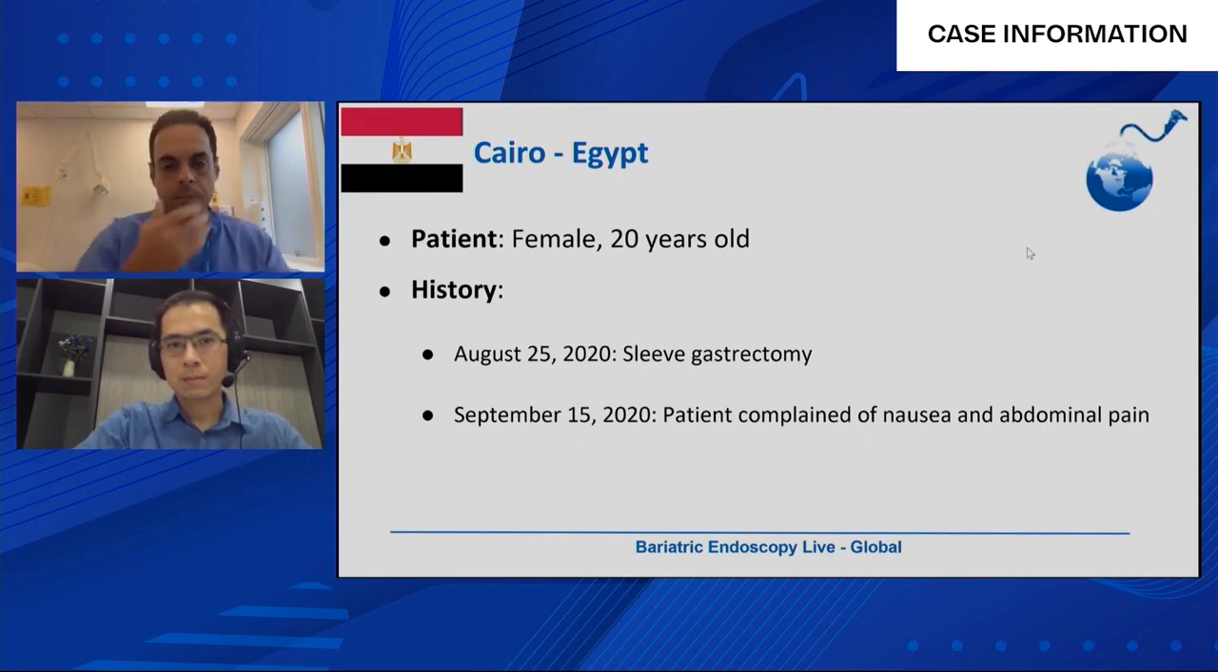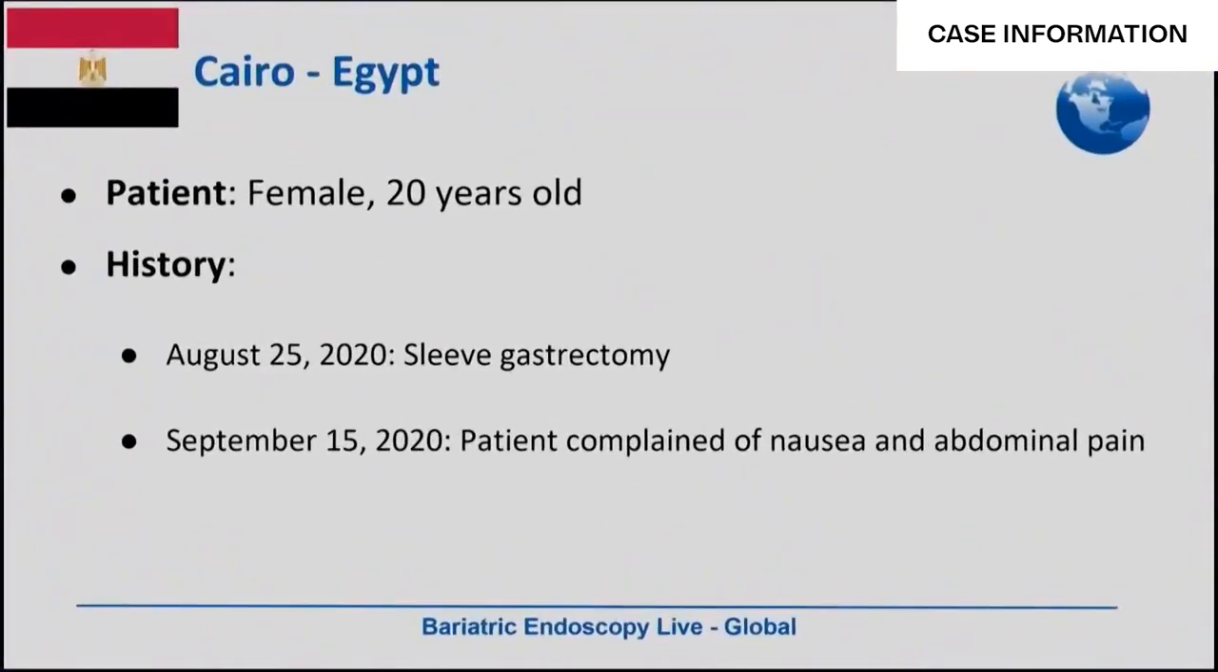All right, so before we get to Dr. Mostafa and Dr. Hani, I'll go ahead and present the second case. We have a 20-year-old female. On August 25th, a sleeve gastrectomy was performed. About a month later, on September 15th, the patient complained of nausea and abdominal pain.